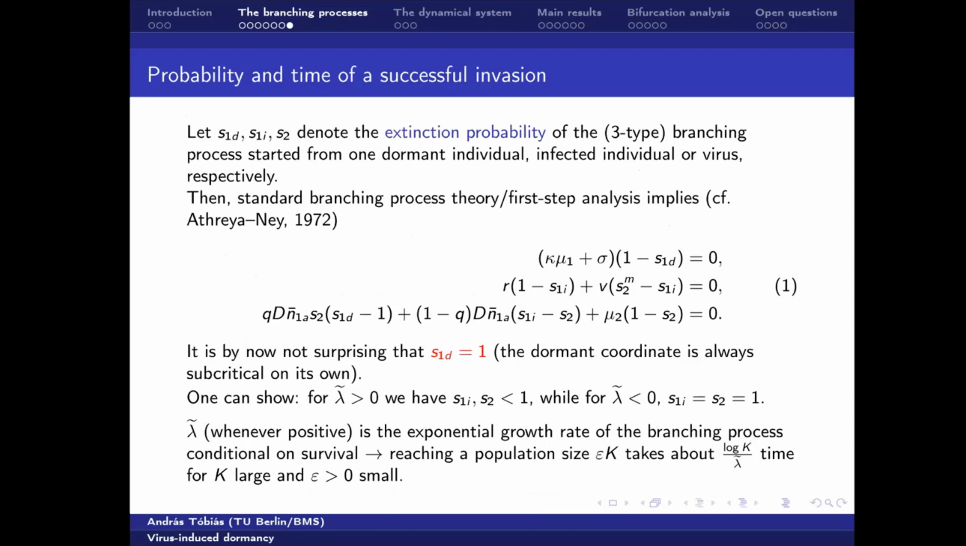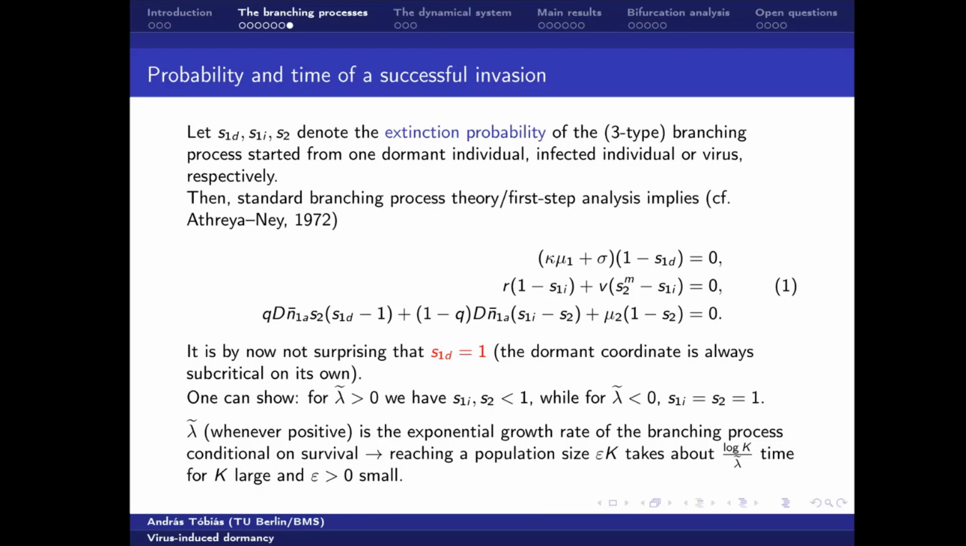And then I also wrote here how to compute the extinction probability of the three-dimensional branching process. This is basically standard first step analysis. I wouldn't spend too much time on it, but it's these equations, which are of order m, so you don't always have an explicit solution if m is more than 4. But this way you can compute the extinction probability of the branching process. Basically you start with one virus, then you have this S2, which is the extinction probability. And S1I is when you start with one infected guy, and S1D when you start with one dormant guy, and S1D is actually equal to 1.